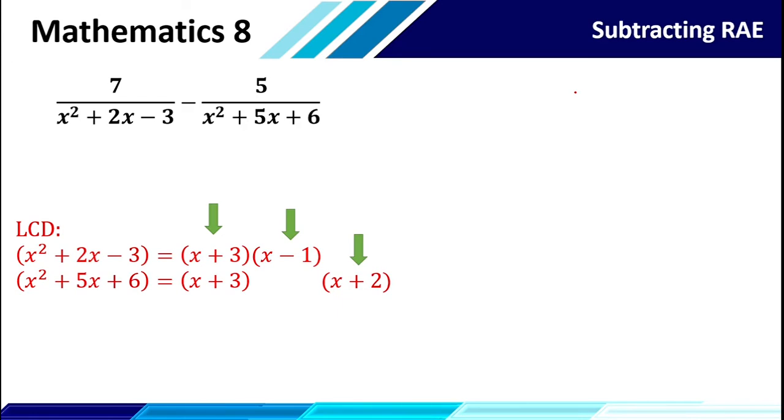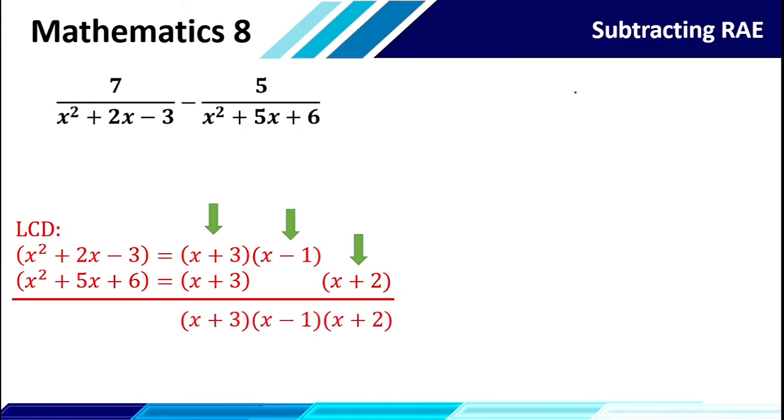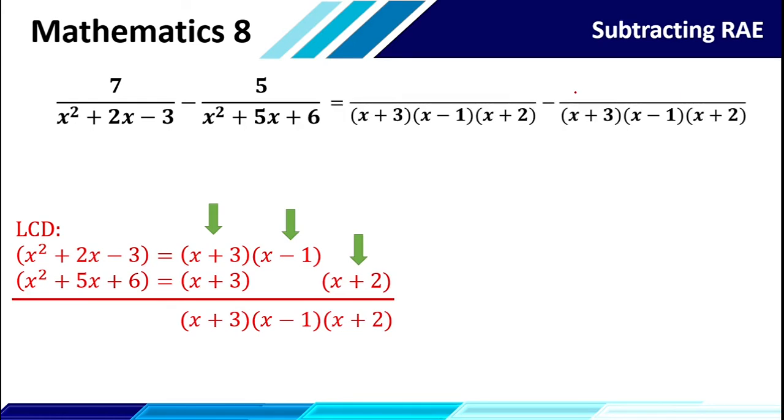If you want to refresh your mind regarding factoring trinomials, kindly watch our video regarding factoring quadratic trinomials. Now, we will write the common factor as 1, so our LCD would be x plus 3 times x minus 1 times x plus 2. Therefore, this will be our new denominator. And to get our numerators, we simply divide this whole expression by x squared plus 2x minus 3. So we will have 7 times x plus 2.